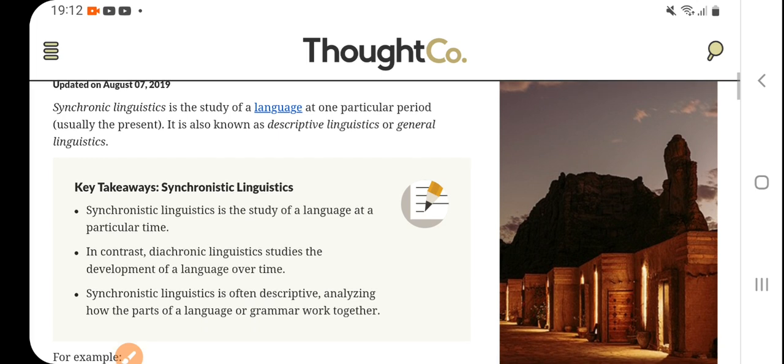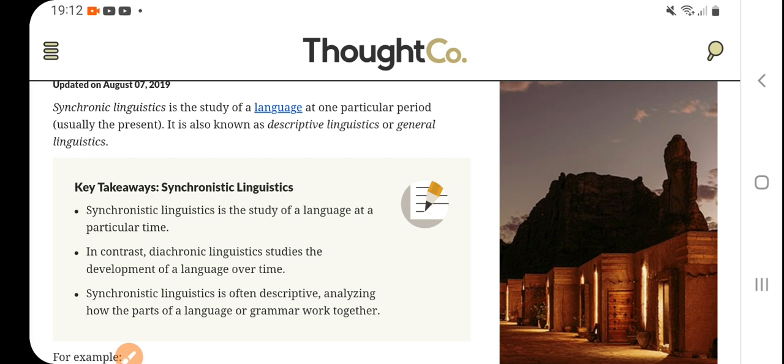Synchronic linguistics is a very important topic. So I'm discussing synchronic linguistics. What is this? Synchronic linguistics is the study of language at one particular period, usually the present.